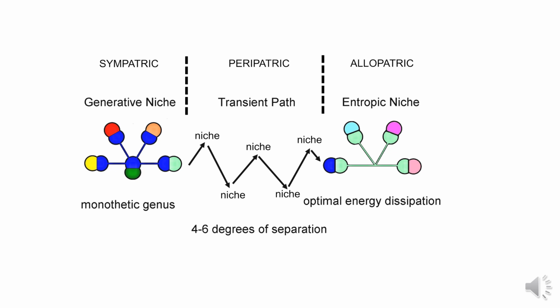I suggest that emergent processes presently investigated by complexity theory are the same in both generative and entropic niches. I predict that the fractal dimension of 1.16 will prove the same for generative and entropic niches.